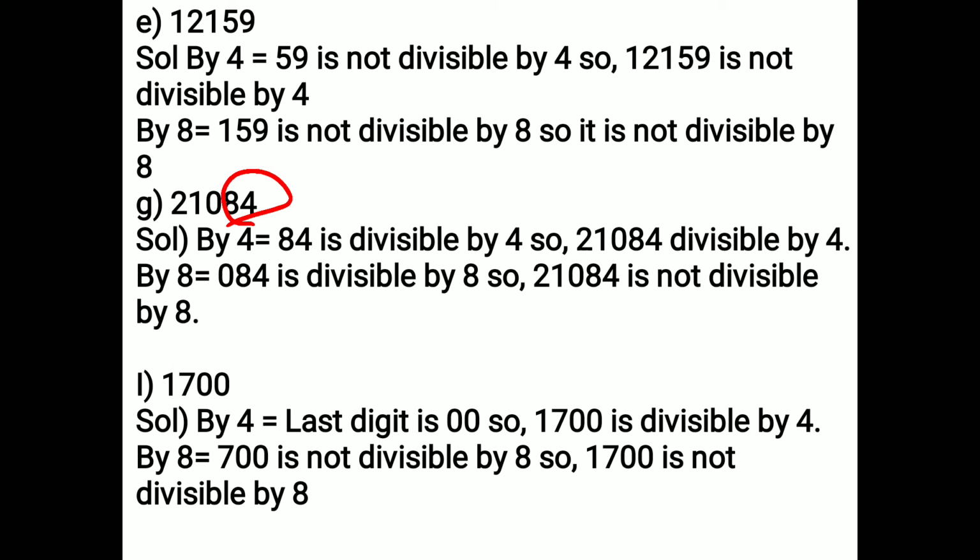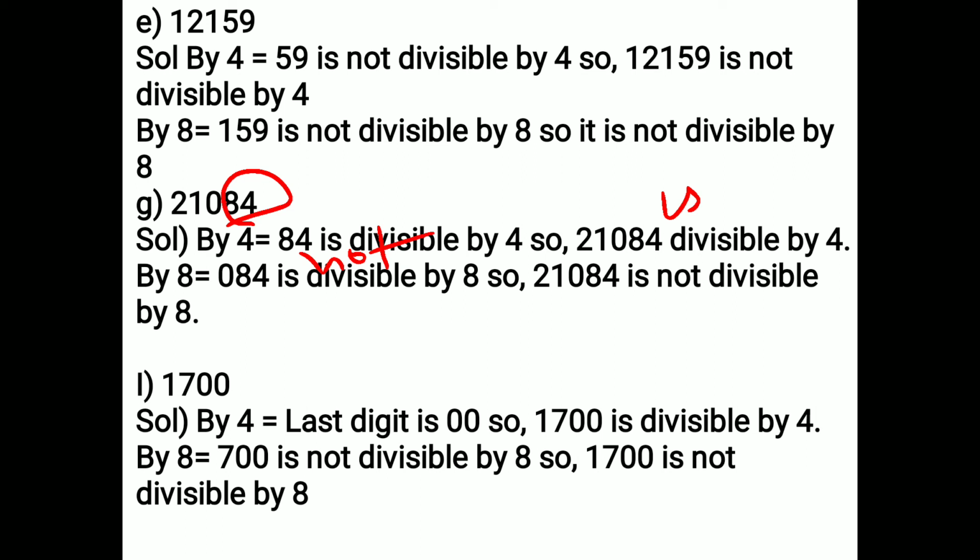without leaving any remainder. So 21084 is divisible by 4. Now in 8, what I have to do? Last 3 numbers I have to divide. But if I divide 84 by 8, it is not divisible. So this number is not divisible by 8.